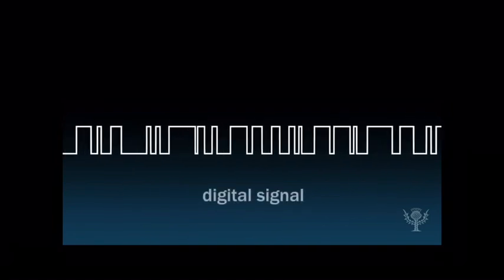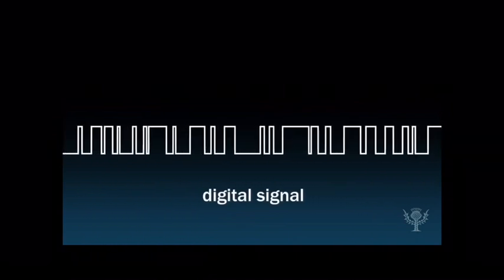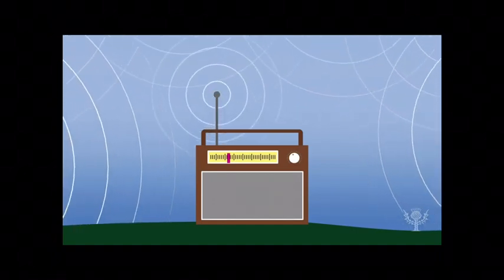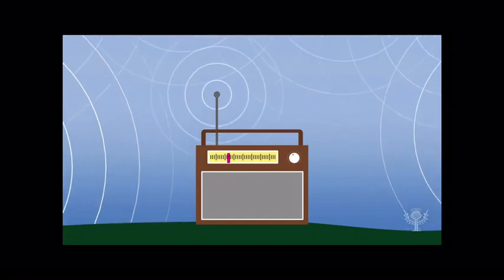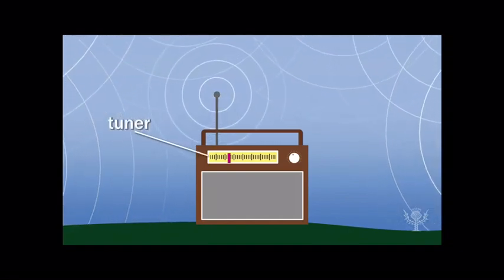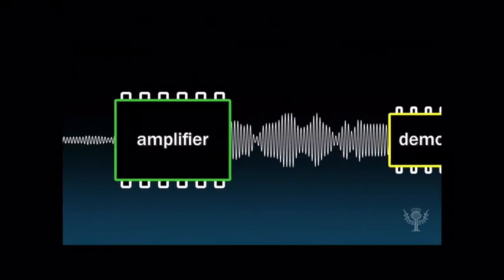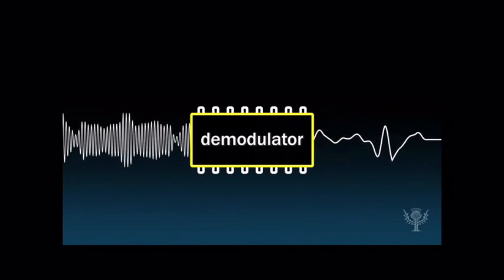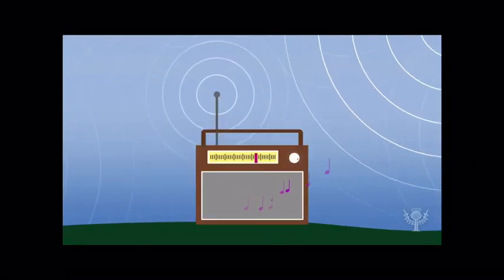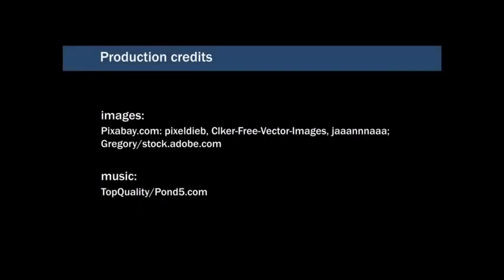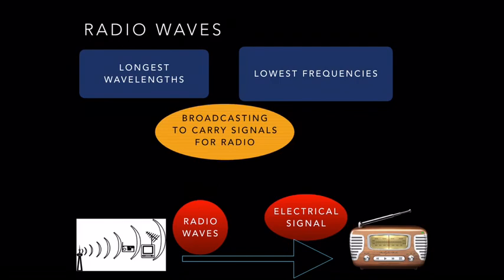Modern digital radio carries information as a digital signal, coded in the form of numbers. Millions of radio waves, carrying sound wave signals and digital signals, reach your receiver every second. The receiver's tuner picks out a specific signal. Its amplifier strengthens that signal. A demodulator separates the signal from the carrier wave. And then, a speaker converts the signal to the sound waves that you hear. And this is how AM and FM radio waves work.